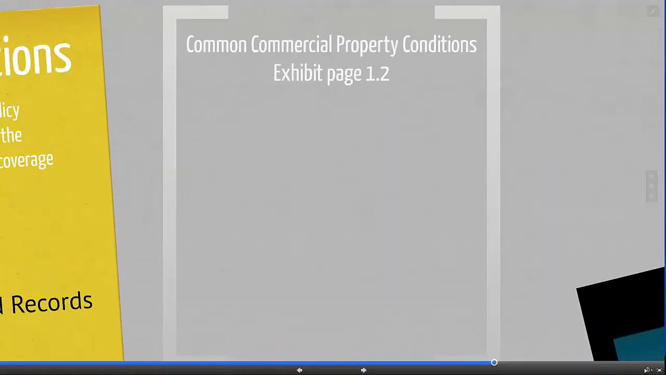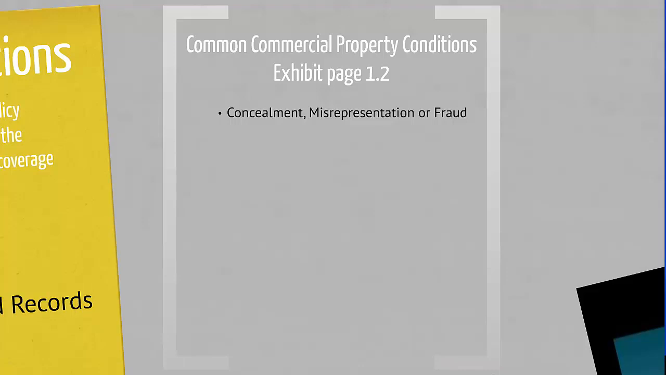First of all, our common commercial property conditions, and these can be seen on exhibit page 1.2 in your textbook, starting with concealment, misrepresentation, and fraud. Any intentional concealment or misrepresentation of a material fact related to the policy and fraud will void the policy. Next is control of property. When the insured doesn't control the property, an act of neglect by someone who is in control of the property, such as a tenant, will not affect coverage.